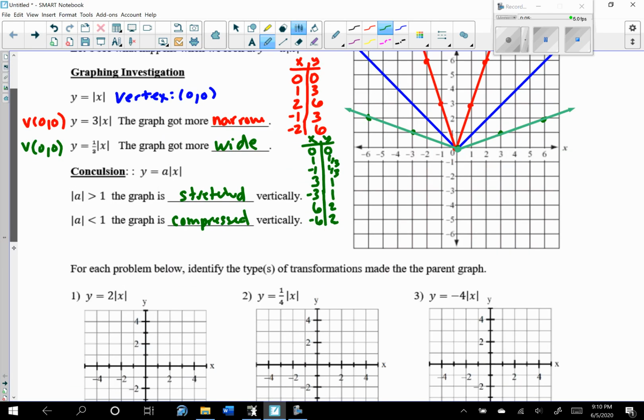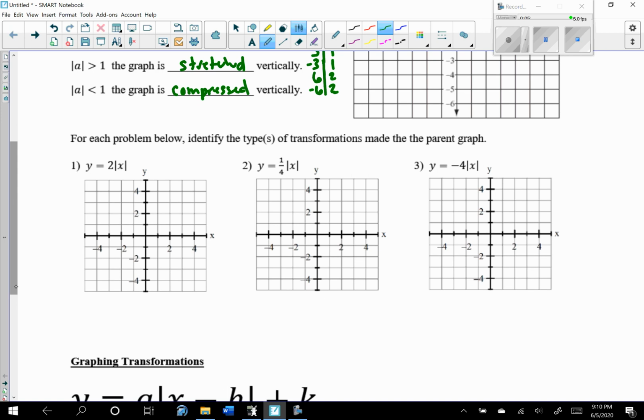All right, so for the next part, it says for each problem below, identify the types of transformations made to the parent graph, and then we're going to go ahead and graph it. So looking at this first one, 2 times the absolute value of x, that's going to be a vertical stretch by a value of 2.